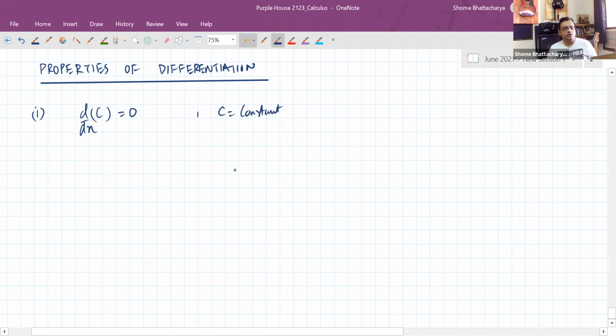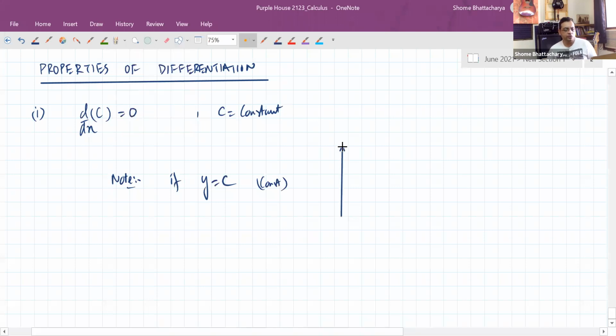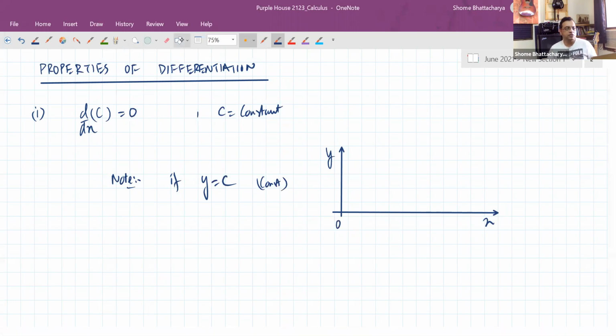And this is just logical, because if y is equal to a constant, that means, technically speaking, you can say y is not a function of x anymore, because its value does not depend on x. But still, if you want to see the relationship between y and x in a graph, that same thing will be represented by a horizontal straight line, because no matter what the value of x is, the value of y remains the same. It's remaining whatever that constant is.